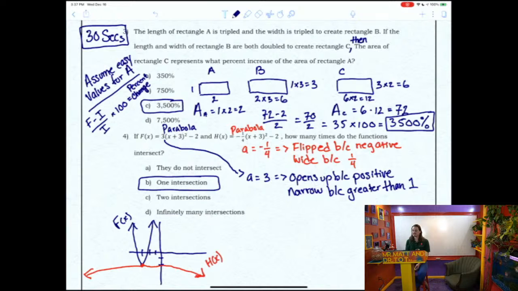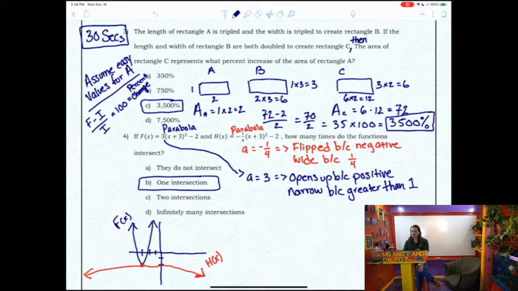We get rectangle C by doubling both the width and length of rectangle B. So 3 times 2 is 6, which would be the width of rectangle C, and 6 times 2 is 12, which would be the length of rectangle C. Now we have all the information necessary to calculate the areas involved. Notice that I'm not calculating the area of rectangle B because we're not asked about anything relevant to it. It would be needless and a waste of time.